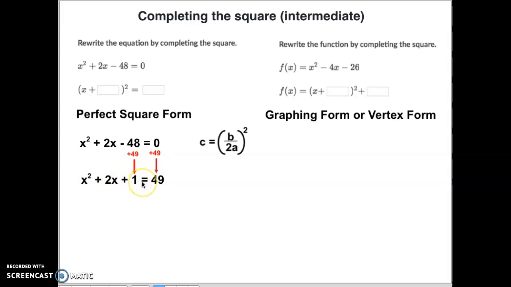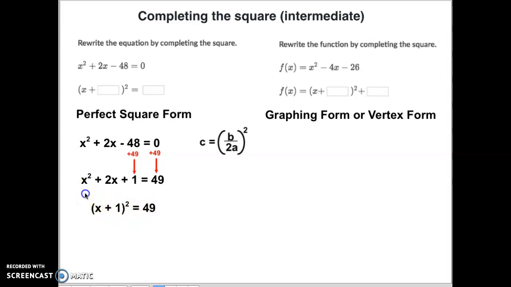Once you're in perfect square form, remember this is the part where, to get to your perfect square form, we take the square root of this number, and it goes here. The square root of this number goes here. And then whatever sign is in front of the B term goes right here. Okay? Again, if you need help on that one, rewatch that.